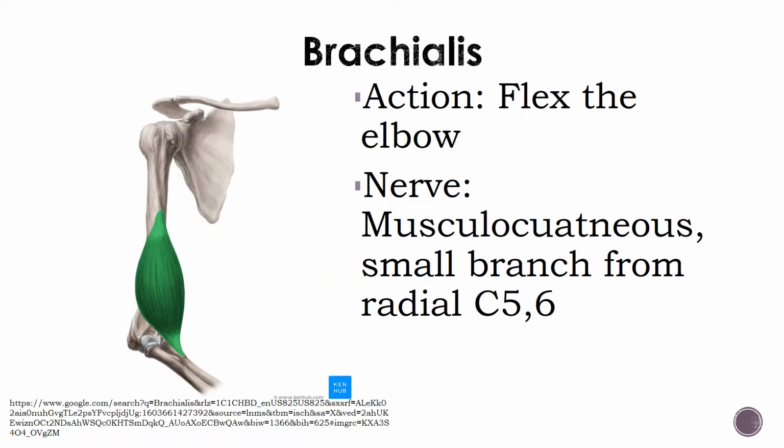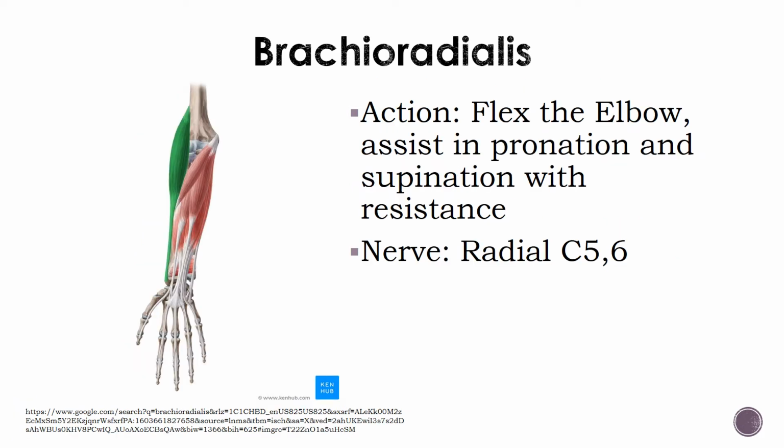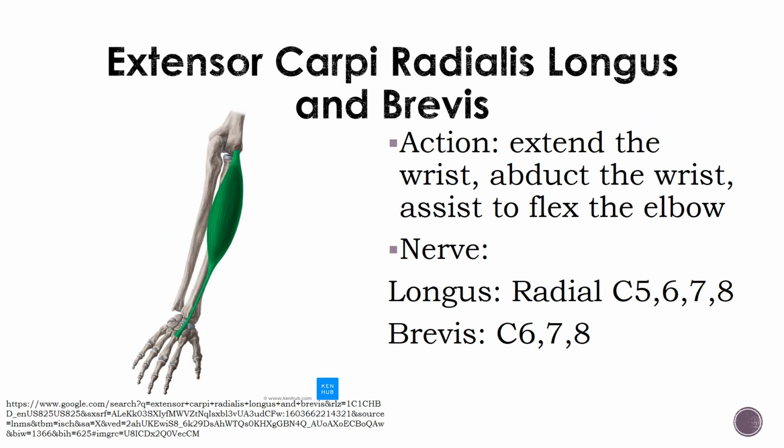The brachialis action is to flex the elbow. The nerve is musculocutaneous and a small branch from the radial C5 and 6. Brachioradialis action is to flex the elbow and assist in pronation and supination with resistance. The nerve is radial C5 and 6. Extensor carpi radialis longus and brevis both extend the wrist and abduct the wrist. It also assists to flex the elbow.